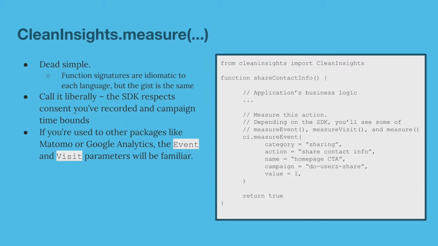You make this call right in your business logic, right where the thing's happening. So here in our imaginary app, we've got this function share contact info. We've done the business logic of actually sharing contact info with whoever it is, however it is that we do it in our application, and then we want to measure this. So I'm calling to the CI object that I instantiated earlier. I say .measure event. I give it the category, the action, the name. I say the campaign is do users share, and the value is 1, right? So we're using that campaign from earlier. Then I return as normal from that share contact info function.